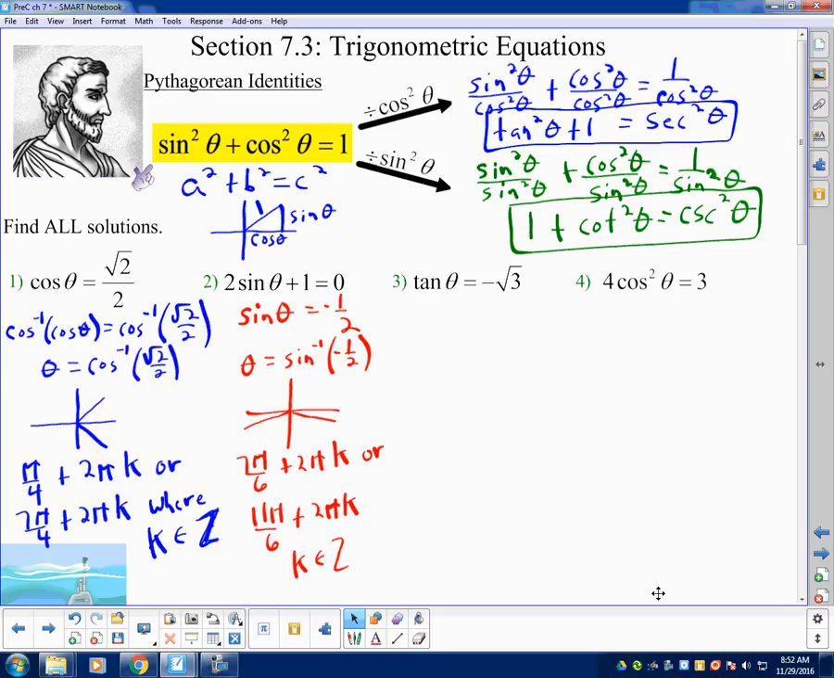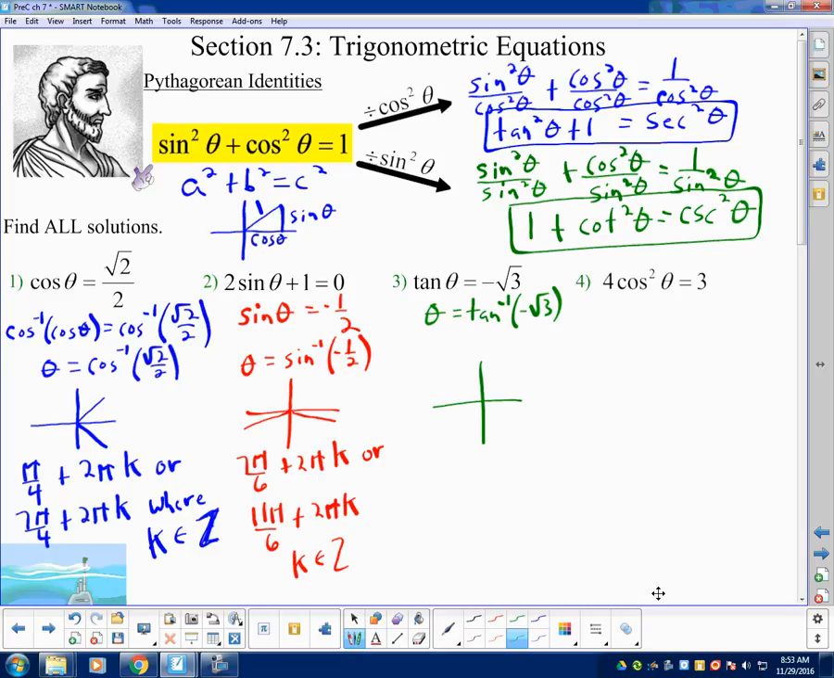Okay, number 3. Says tangent of theta equals negative root 3. So we've got theta equals inverse tangent of negative root 3. Now, this one takes some thought. Draw my picture. Where is the arc whose tangent is negative root 3? If you're like me, you have to think in terms of sine and cosine. I don't know if you've memorized which ones are the root 3 and which ones are the root 3 over 3. Some of you may have. But how do I get a root 3 out of it?